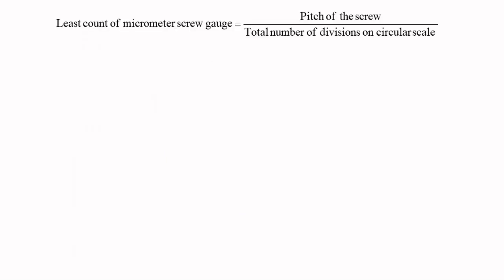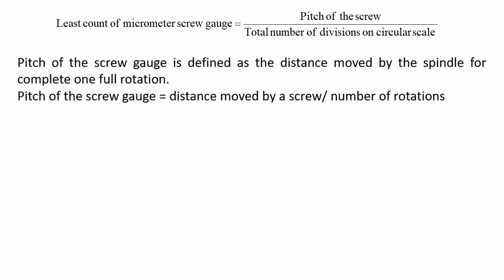For this, what we need is the least count of the micrometer screw gauge. So how do we calculate the least count of the micrometer screw gauge? The formula we know: pitch of the screw divided by total number of divisions on the circular scale. So what is the pitch of the screw? Pitch of the screw is defined as the distance moved by the spindle for one complete rotation. What we mean by that is, suppose I rotate the screw by a 360-degree rotation, the screw will either move down or up by a certain distance. That is the pitch of the screw.